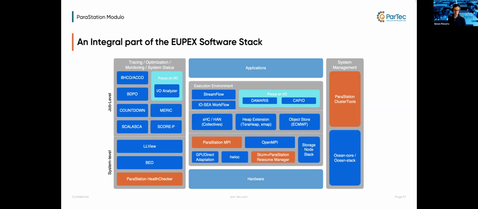On my final slide, you see how the ParaStation components integrate within the EUPEX software stack. We mark them here in orange, and as you can see, the ParaStation components are all scattered around the system level components of the EUPEX software stack. So we have the ParaStation health checker, which acts on the system level regarding monitoring and node health status. We have ParaStation MPI and also the resource management as part of the execution environment.